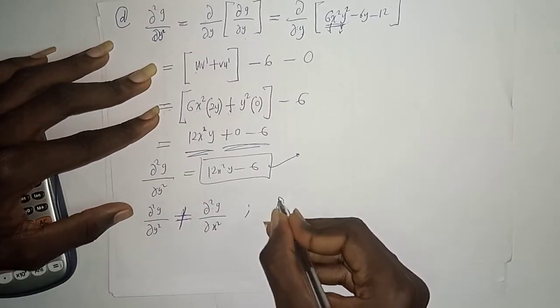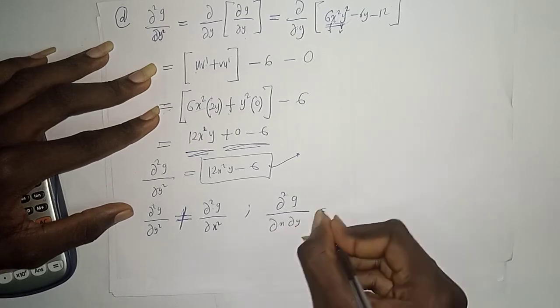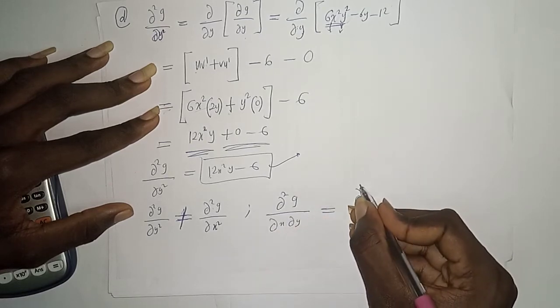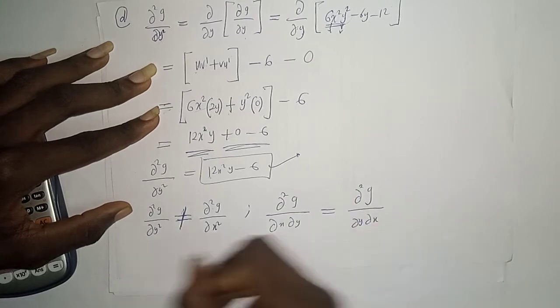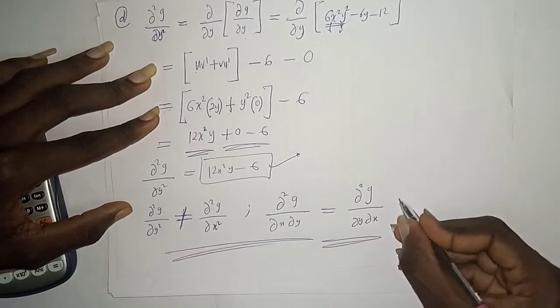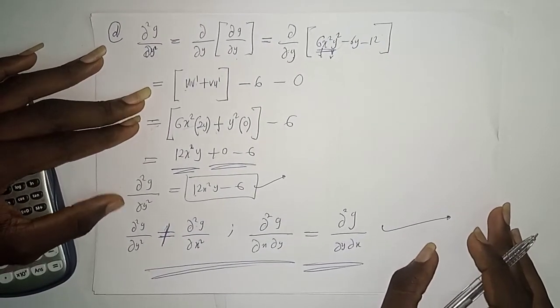But remember that I said del squared g over del x del y is always equal to what? Del squared g over del y del x. So this will be our final conclusion. Please take note of this. With this explanation, I'm very sure you'll be able to solve any question based on partial derivatives.